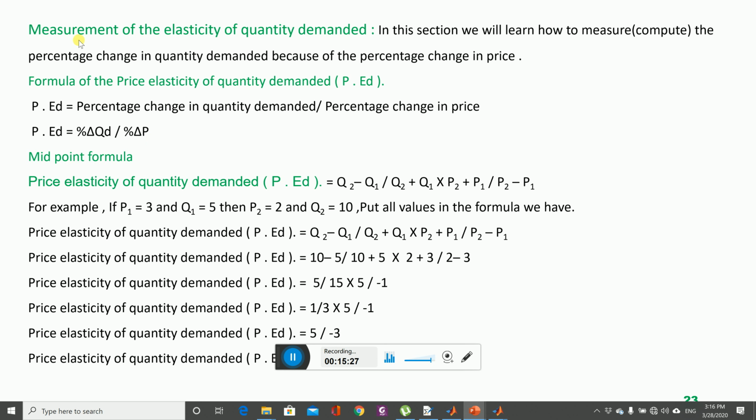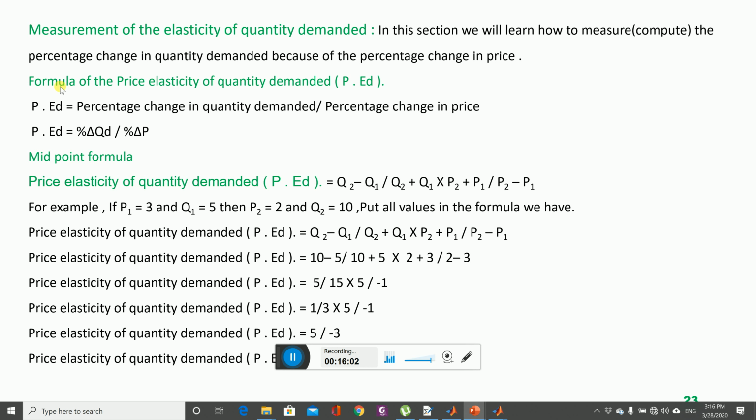Okay, now measurement of the elasticity of quantity demanded. In this section, we will learn how to measure, estimate and calculate the percentage change in quantity demanded because of the percentage change in price, as we defined price elasticity of demand. Price elasticity of demand calculates the percentage change in quantity demanded because of the percentage change in price.